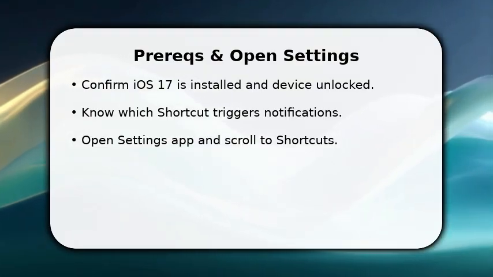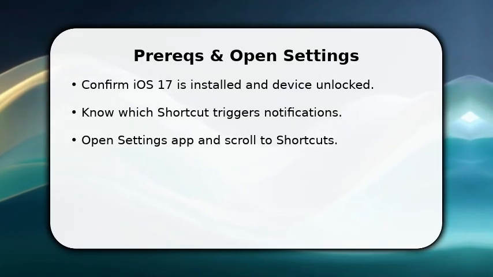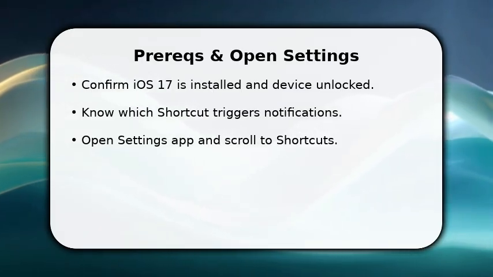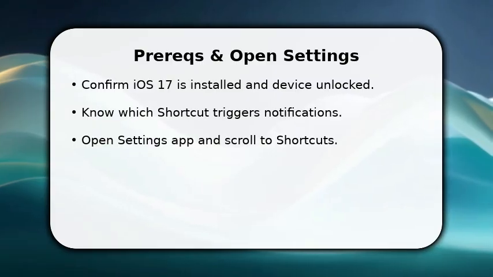You start by confirming iOS 17 is installed and your iPhone is unlocked. This matters because menus differ by OS. Once done, identify the shortcut that sends the notification so you can target it.